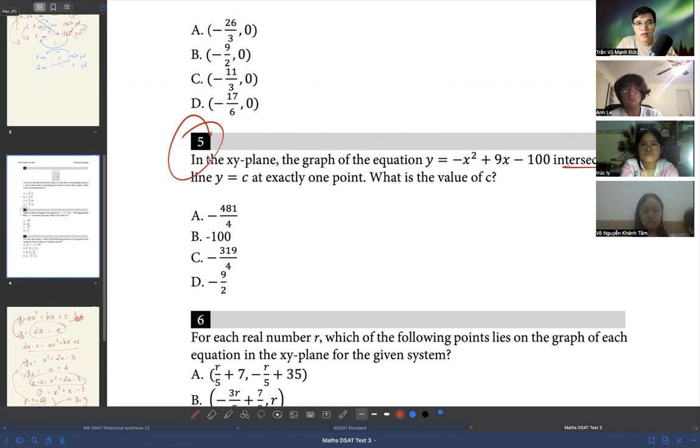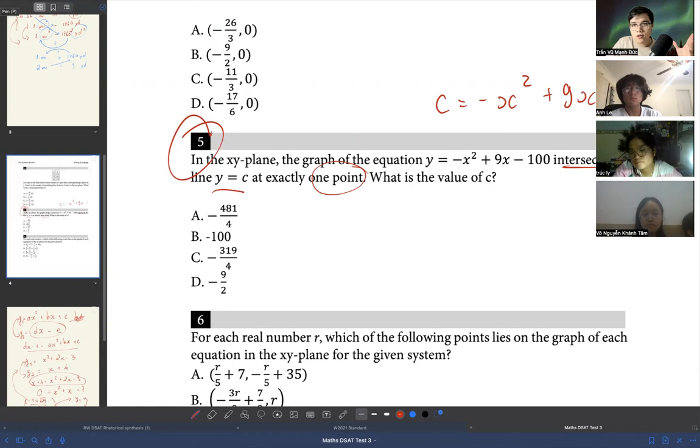for example, the graph intersects the line y equals c at exactly 1 point, meaning that the equation c equals minus x squared plus 9x minus 100 will have exactly 1 solution, right? So Tom, can you briefly mention how we can find the number of solutions of this equation?